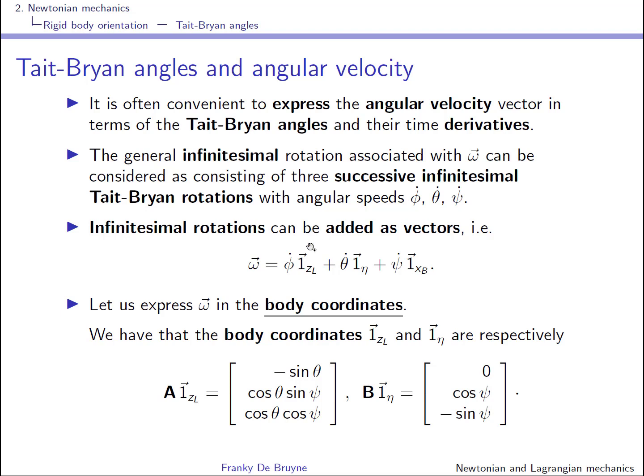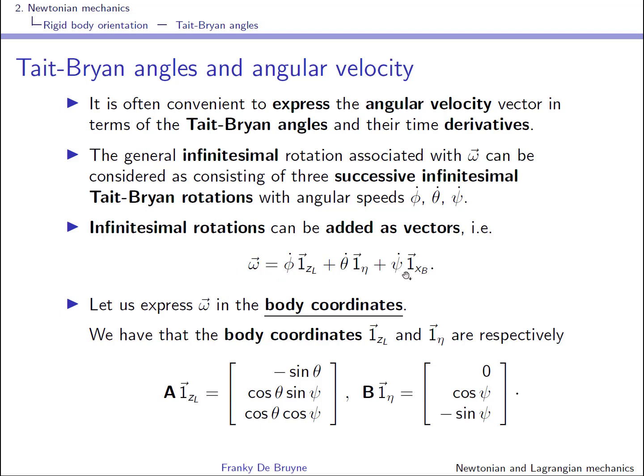So the 3 successive Tait-Bryan rotations are a first rotation around the original z local axis, then a rotation around the new y-axis, and it's denoted theta, and then finally a rotation around the new x-axis, which is already the body axis: yaw, pitch, roll. Okay, and since we have here angular velocity, you have here derivatives of the angles corresponding to yaw, pitch, and roll.